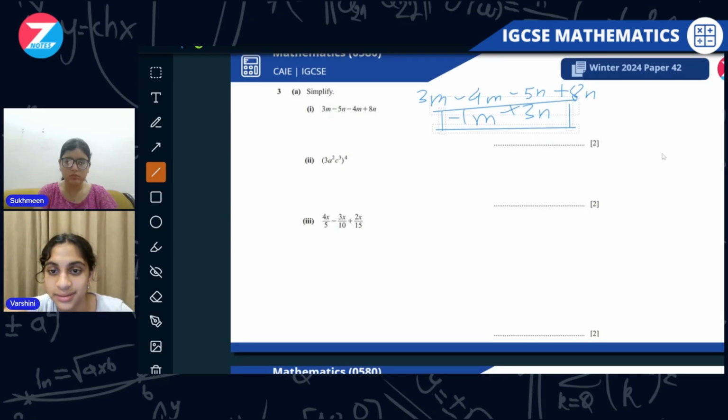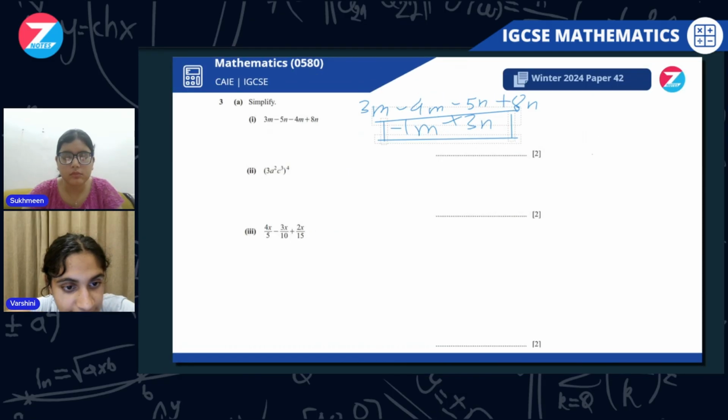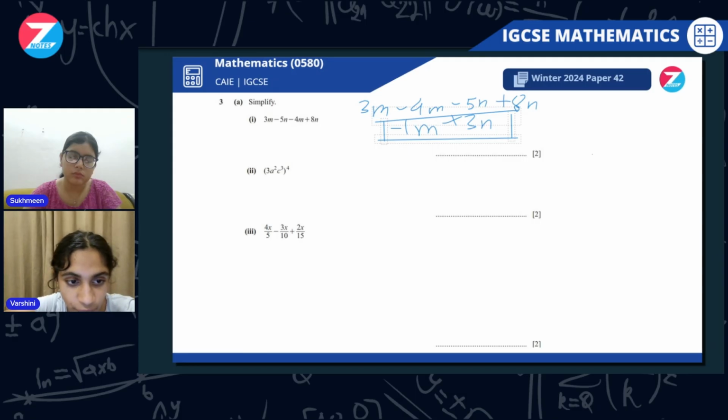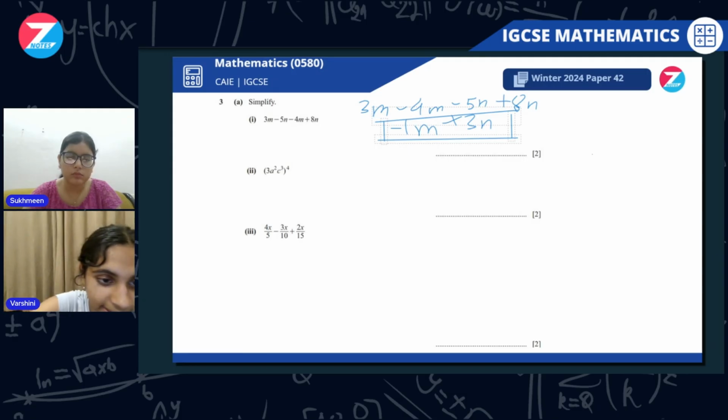Okay, yeah. 3a squared c cubed, and the whole thing to the power 4. So we know all of these terms are to the power 4. So we're just going to open up the brackets and make it 3 to the power 4, a to the power 2 to the power 4, and c to the power 3 to the power 4.